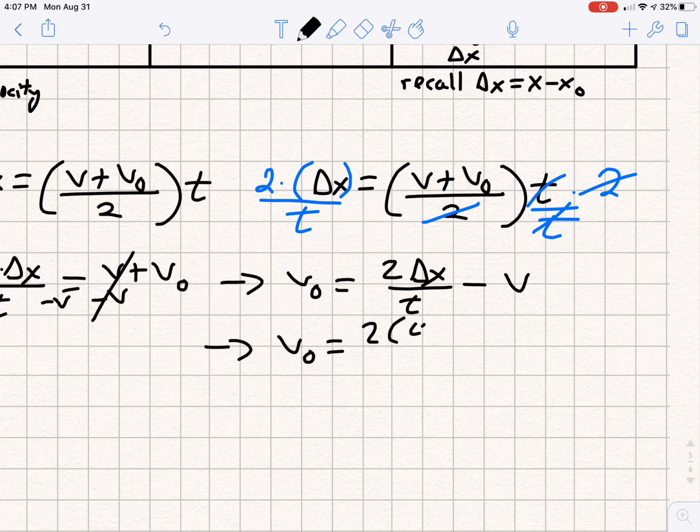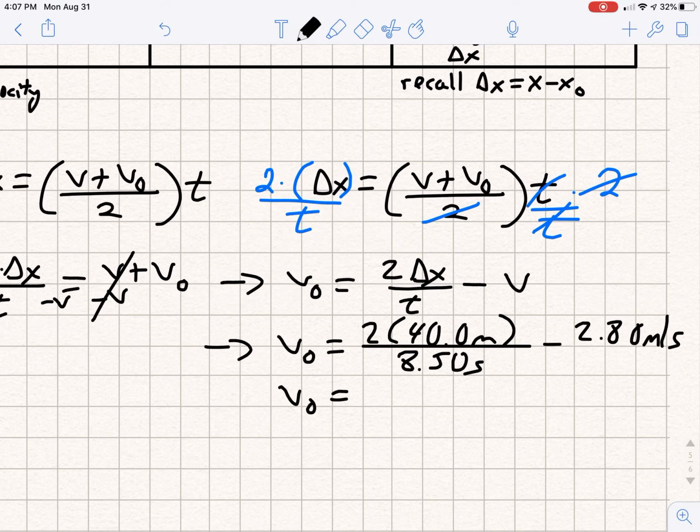2 times the delta x of 40 meters over the time of 8.5 seconds minus the final speed of 2.8 meters per second. Plug that in our calculator. 2 times 40 is 80. 80 over 8.5 is 9.4 minus 2.8 gives us approximately an initial speed of about 6.6 meters per second.